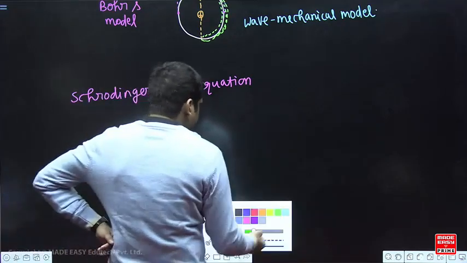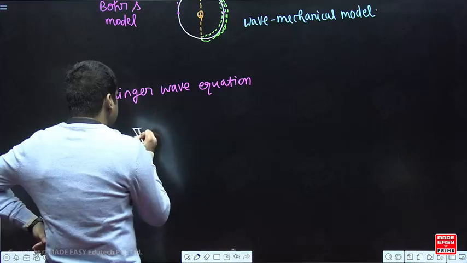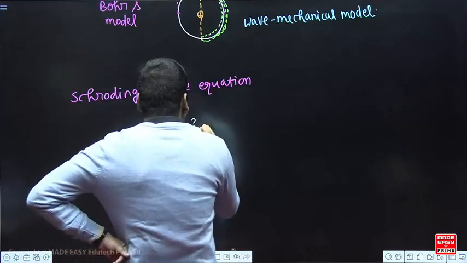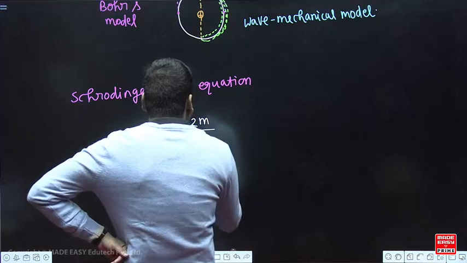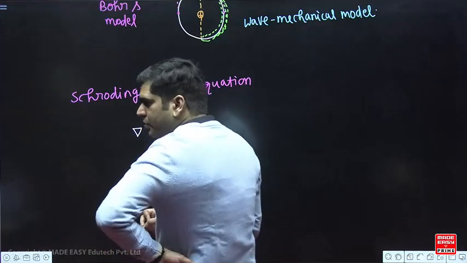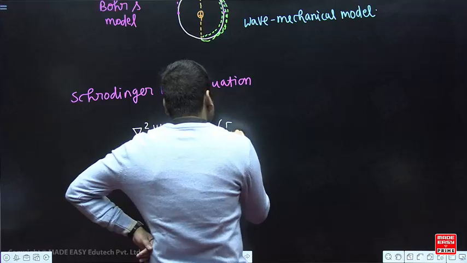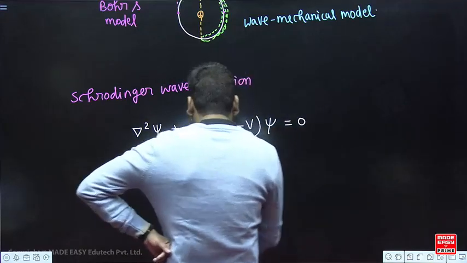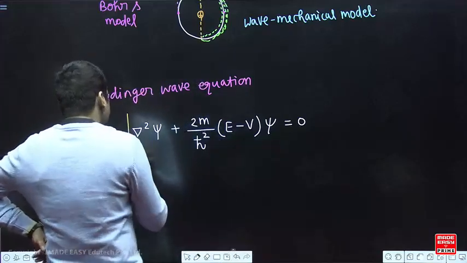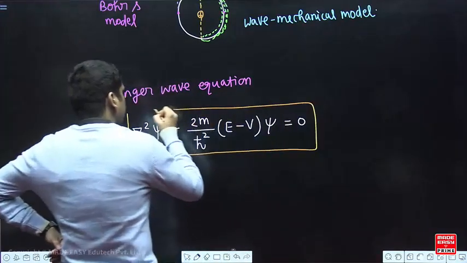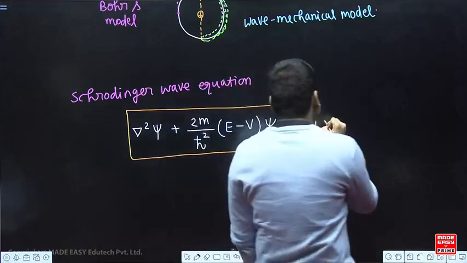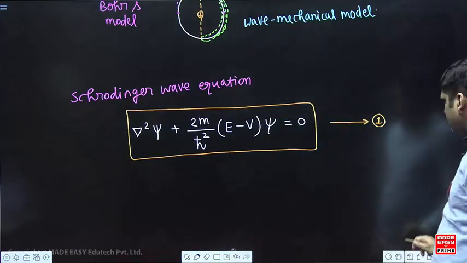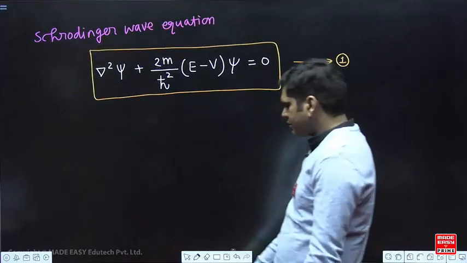What is this equation? This equation says that del square psi plus 2m upon h bar square, into E minus V into psi is equal to 0. This equation is known as Schrodinger wave equation. इस इक्वेशन को हम लोग नाम दे रहे हैं Schrodinger wave equation.